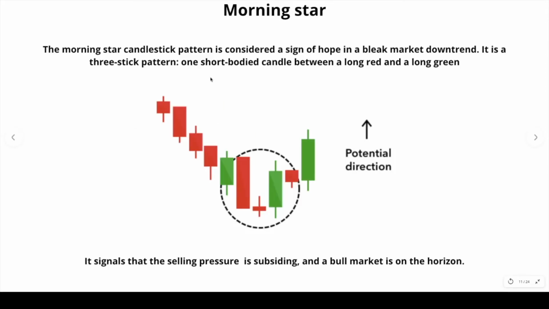Now let's move on to the next one, which is the morning star. The morning star candlestick pattern is considered a sign of hope in a bleak market downtrend. It is a three-stick pattern, one short-bodied candle between a long red and a long green candle. It signals that the selling pressure is subsiding and a bull market is on the horizon. So let's go ahead and look at the diagram formation.